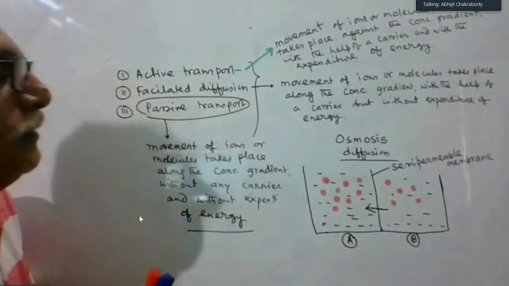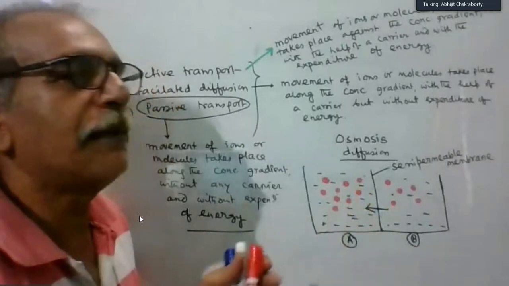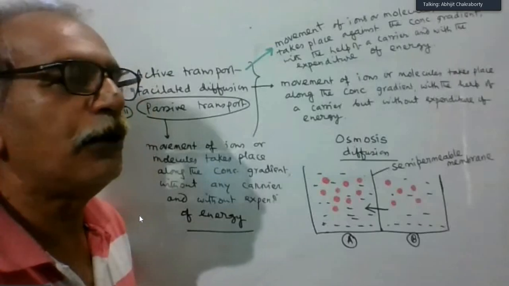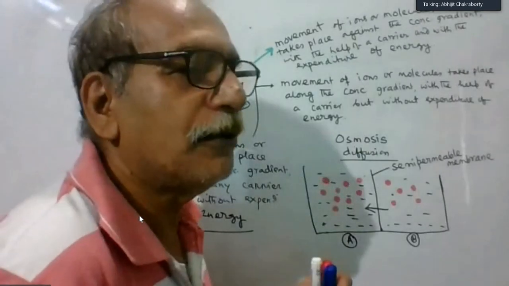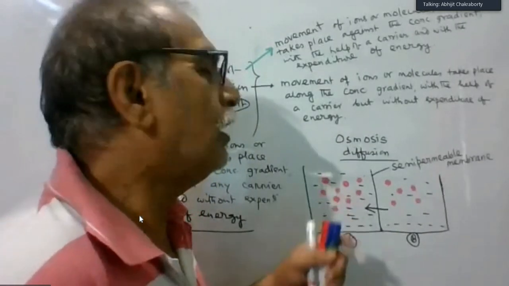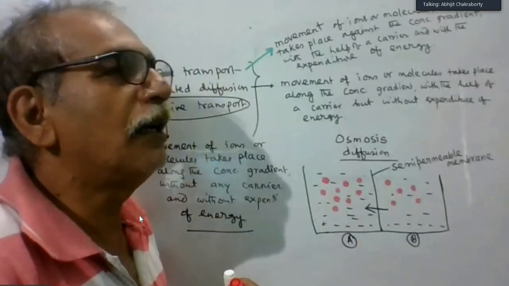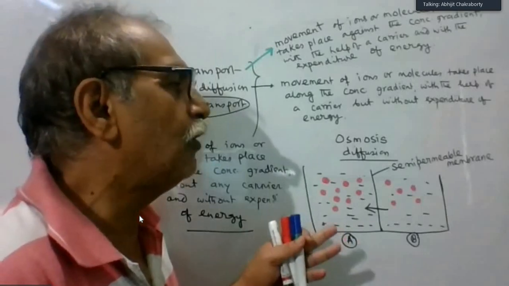This is osmosis. When two solutions of different concentration are separated by a semi-permeable membrane, movement of solvent molecules takes place from the higher concentration of solvent or higher diffusion pressure of solvent towards the region of lower concentration of solvent or lower diffusion pressure of solvent till equilibrium is maintained. Then it is called osmosis.